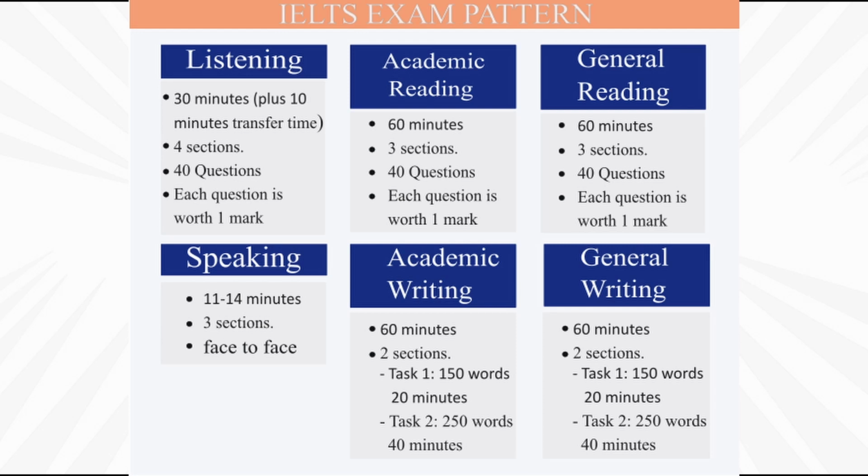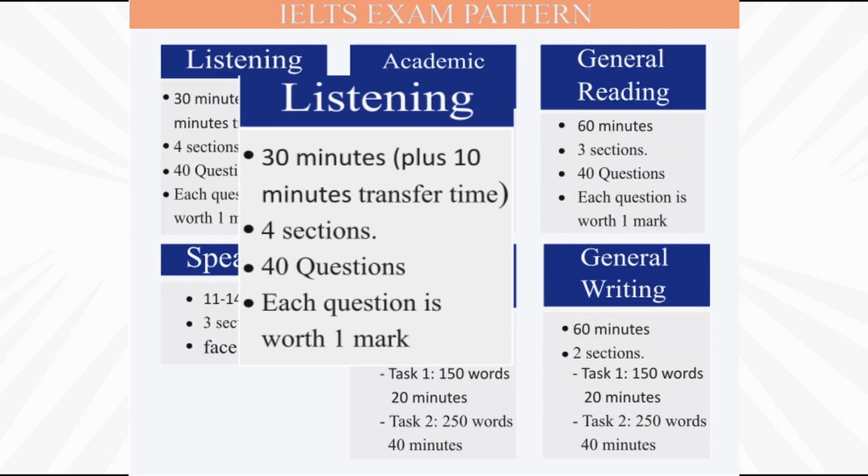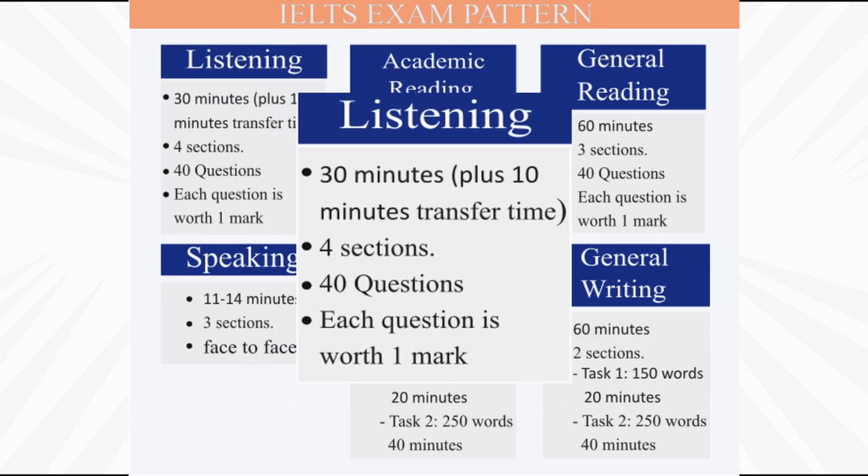Next, we discuss the test format of each section. Listening section will take approximately 30 minutes plus 10 minutes transfer time. There will be 4 sections with 40 questions. Each question is worth 1 mark. In this section, you will listen to 4 recordings of native English speakers and then write your answers to a series of questions. They include a range of accents including British, Australian, New Zealand, American, and Canadian.